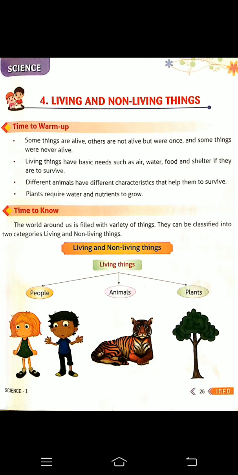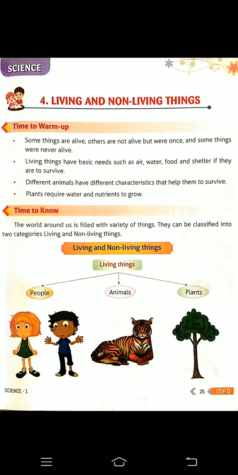First of all, what are living things? Can anyone say, children? In the last class I explained it. Living things have life in them and they move, they grow and all. But non-living things do not have life, they do not move. We can study about this lesson in this class. I'll read the lesson, listen carefully.